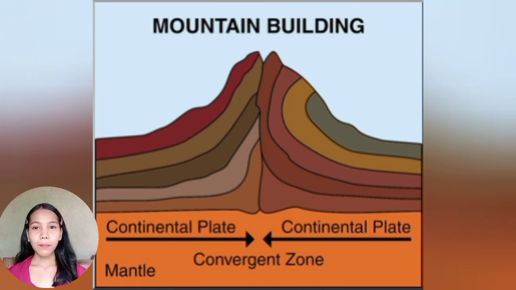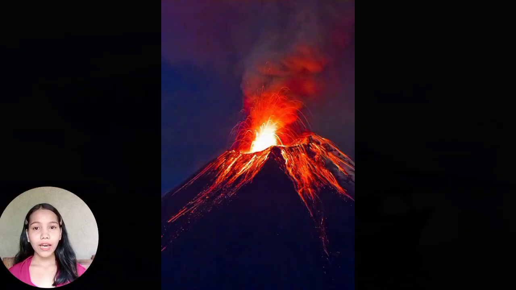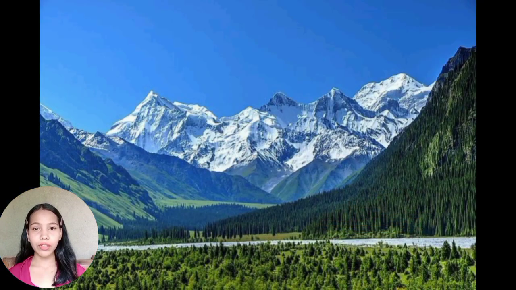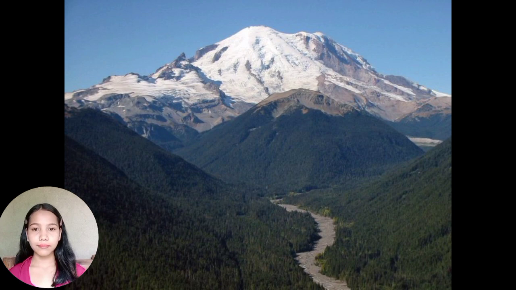Mountain building. Magmatism is closely associated with the formation of mountains. When tectonic plates converge, one plate may be forced beneath the other in a process called subduction. As the subducting plate sinks into the mantle, it generates heat and pressure, causing the release of magma. This magma can rise through the overlying plate, leading to volcanic activity and the formation of volcanic arcs and mountain ranges, such as the Andes or the Cascade Range.